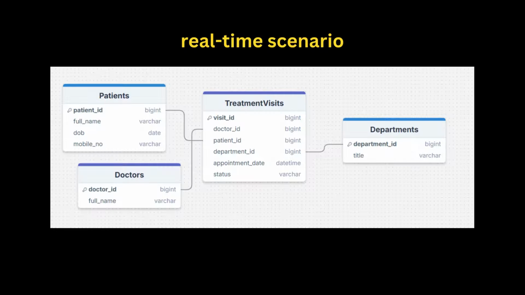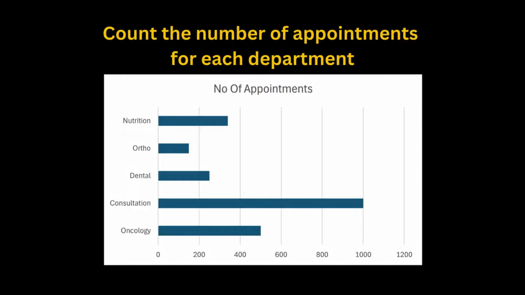Alright, let's take a real-time scenario. In this diagram, we have two tables, treatment visits and departments. Every treatment visit belongs to a department. In the treatment visits table, we have a column, department ID. It's a foreign key. It links to the departments table, department ID. Now we need to write a query to get the number of appointments for each department.